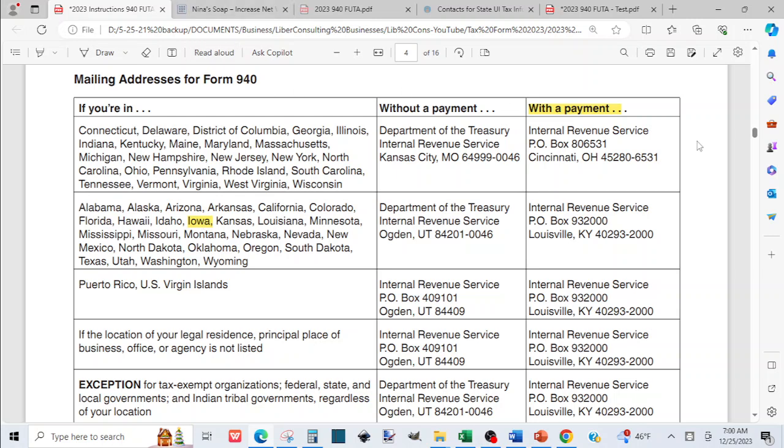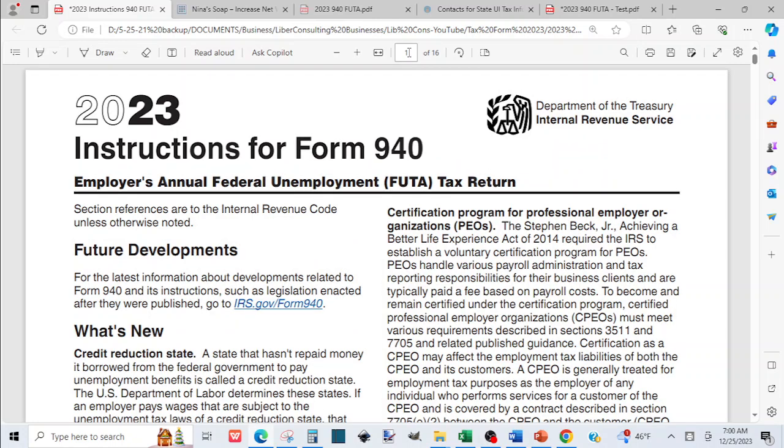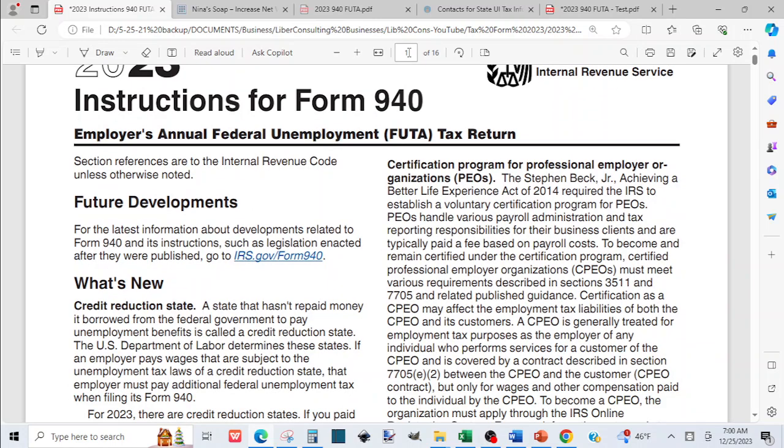So now let's go through Form 940 instructions. Highlight a few things that might be worth all of us taking a look at.